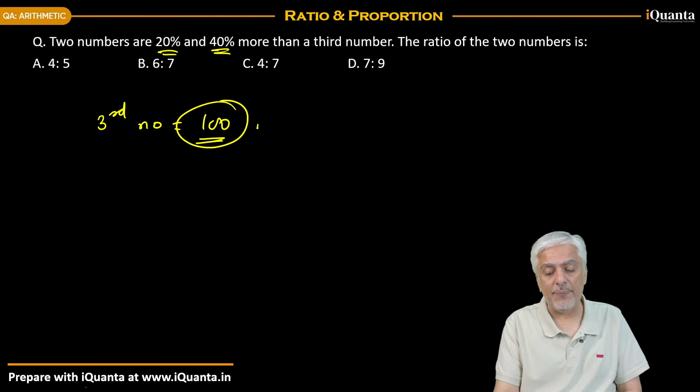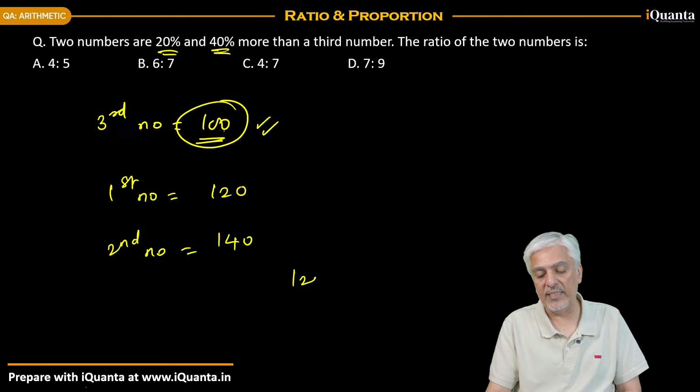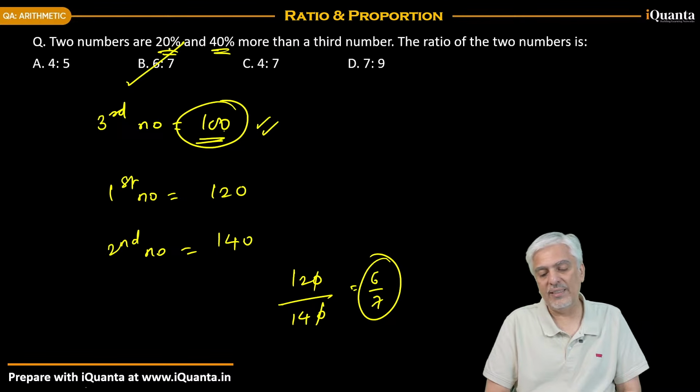First number is 20% more than this, so my first number becomes 120. And the second number is 40% more than this, so it becomes 140. Answer is 120 upon 140. Zero, zero cut. 12 upon 14 is 6 upon 7. Option B. Nothing much to explain in this.